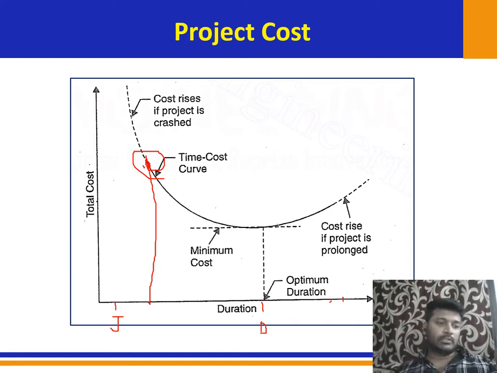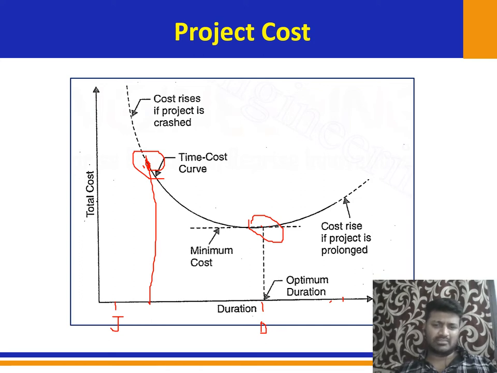Okay, so the third one is that the cost is at a minimum at some optimum project duration. When I see the project cost duration curve, at one point the curve reaches the minimum cost, and the point at which it reaches the minimum cost is the optimum duration. So this is the optimum duration, and the horizontal line, the plot, is called the minimum cost. So this is the project cost duration curve.